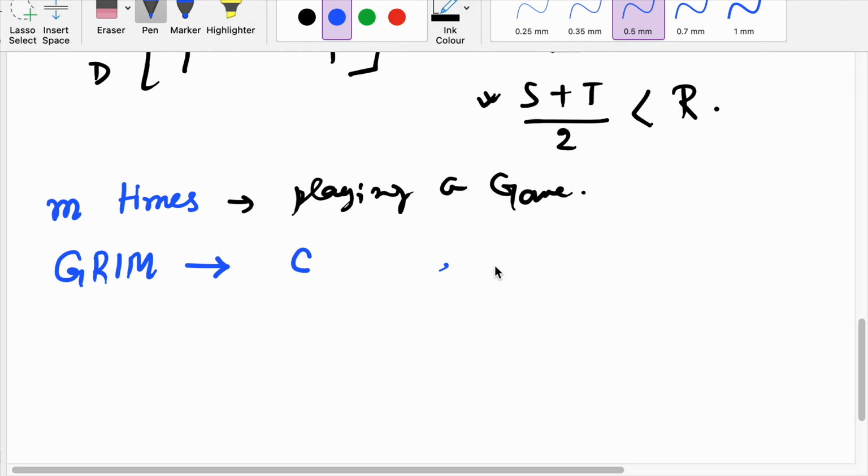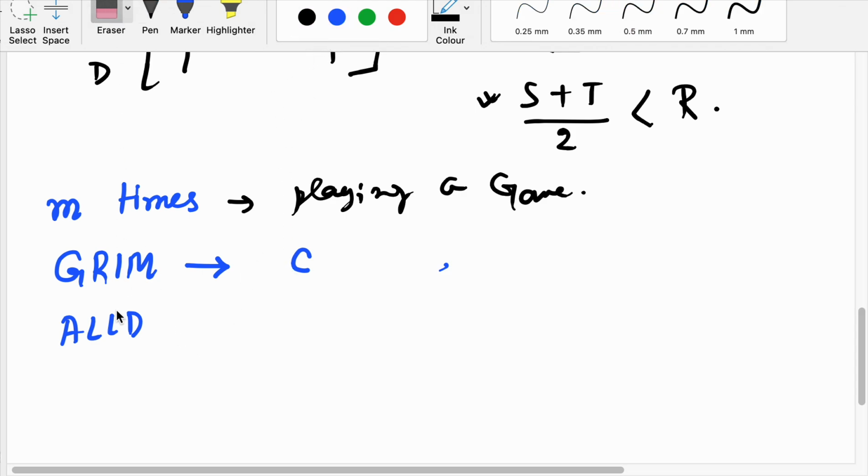This is the Grim strategy. Another strategy is all D. Whatever my opponent does, I will always defect. So that is the all D. Now the question is, if I play a finite number of times, can Grim win, or can Grim be a Nash equilibrium, or can Grim be an evolutionary stable state?